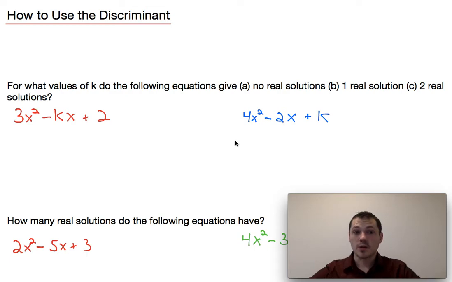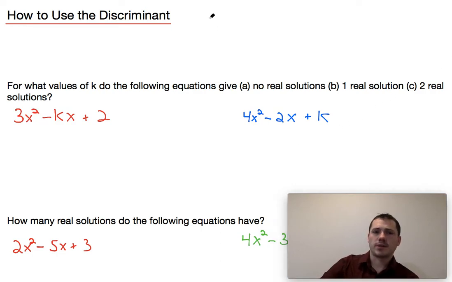For the first part, we have: for what values of k do the following equations give no real solution, one real solution, or two real solutions? In this type of problem, it's important to recognize that this is where you need to use the discriminant, because you are presented with quadratic equations and they're saying something about no real solutions, one real solution, or two real solutions. On the SAT, they're only going to ask you one of these. They're not going to ask you for all three, but just to show you how you would do each one.